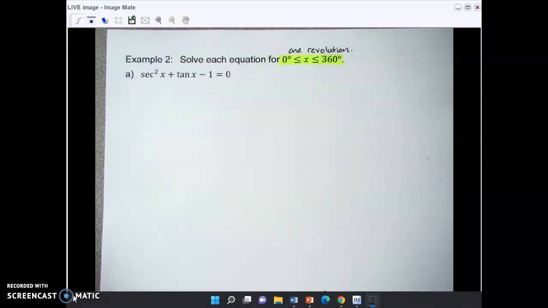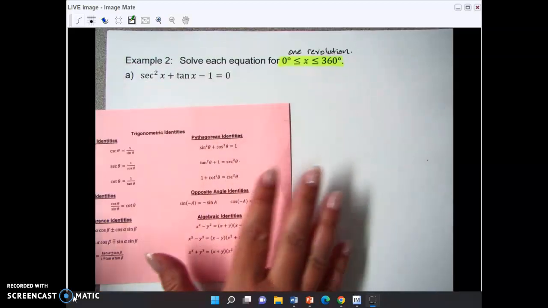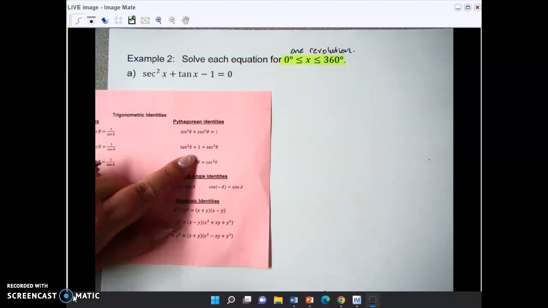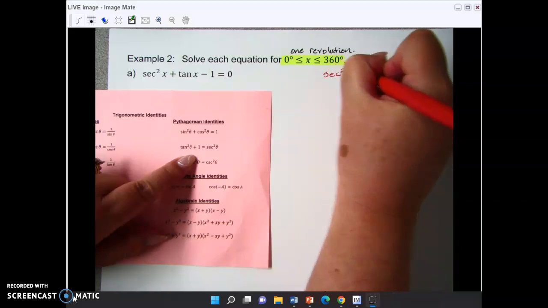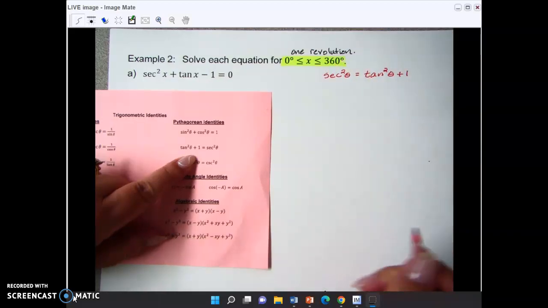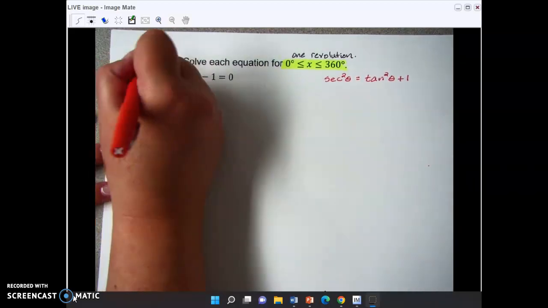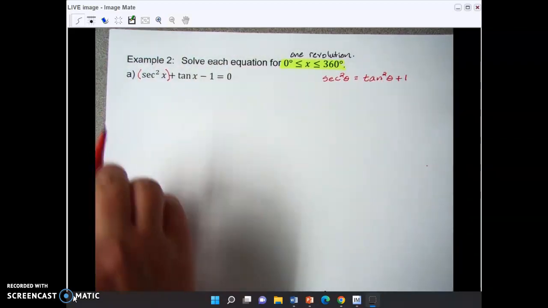And so hopefully you can see that the functions do not match. I have a secant and I have a tangent. But if I see secant squared, hopefully you're thinking there's a Pythagorean theorem in there somewhere. So I have a Pythagorean theorem that says secant squared of theta is equal to tangent squared of theta plus 1. And so what I'm going to do is in this equation, I am going to substitute for secant squared of theta, that it's equal to tangent squared of theta plus 1.